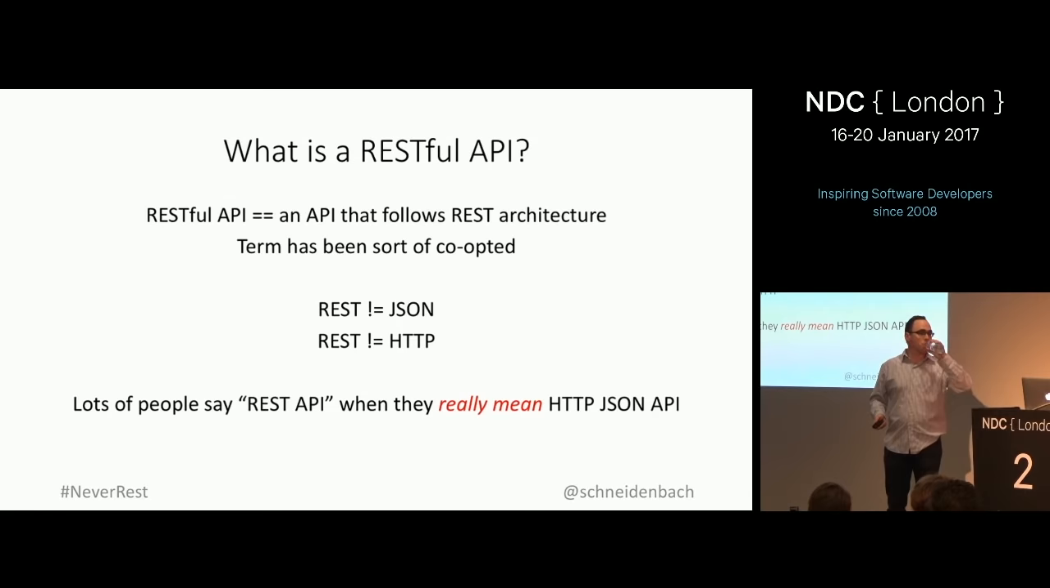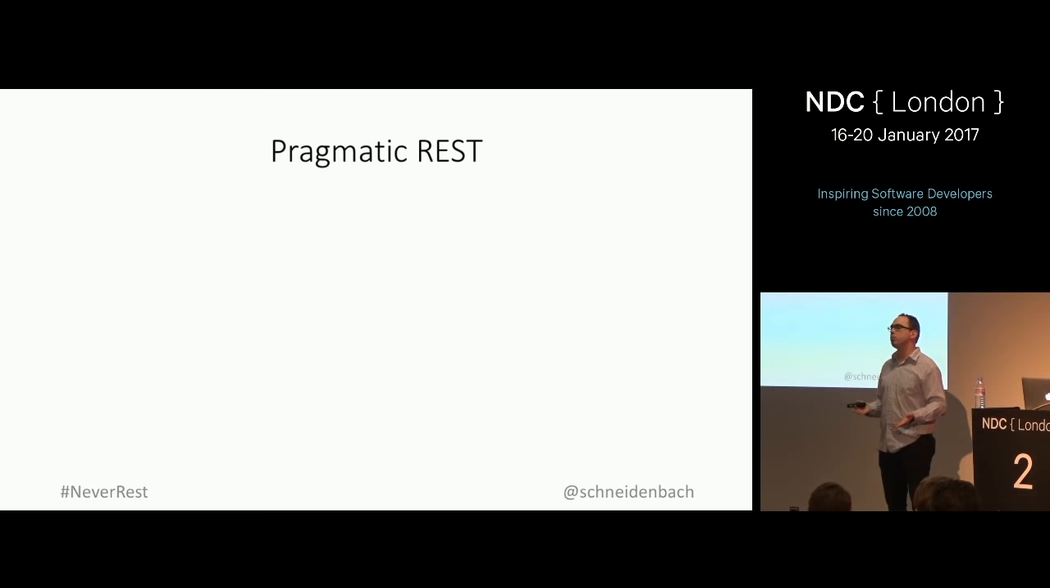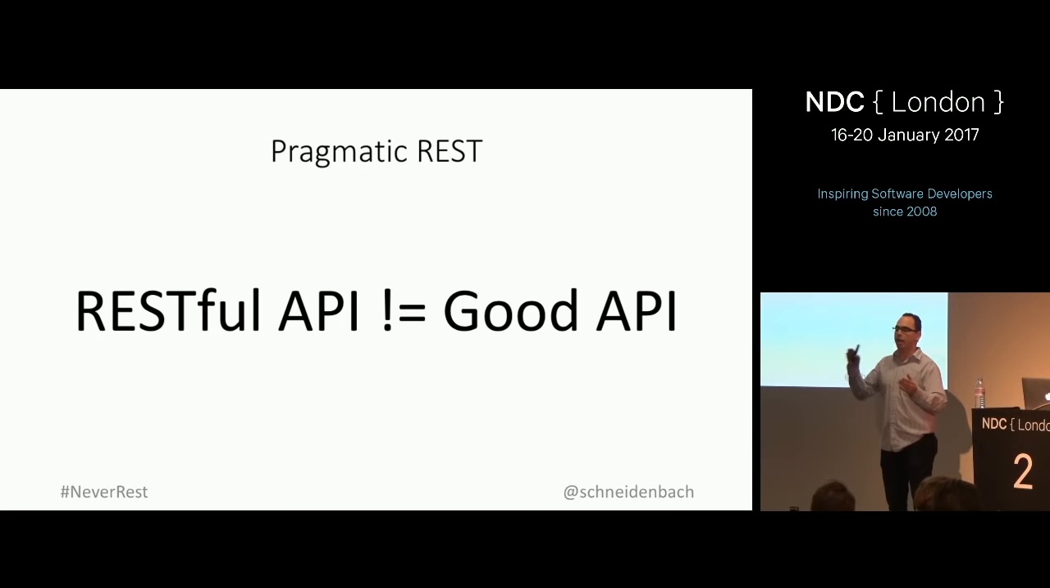So I'm here to tell you, though, there's pragmatism involved, right? A purely RESTful API does not make it a good API, right? An API that strictly follows the REST constraint model does not make it a good HTTP API, okay? Or a good RESTful API. And I'll give you an example. HATEOAS is a perfect example. Hypermedia is the engine of application state.